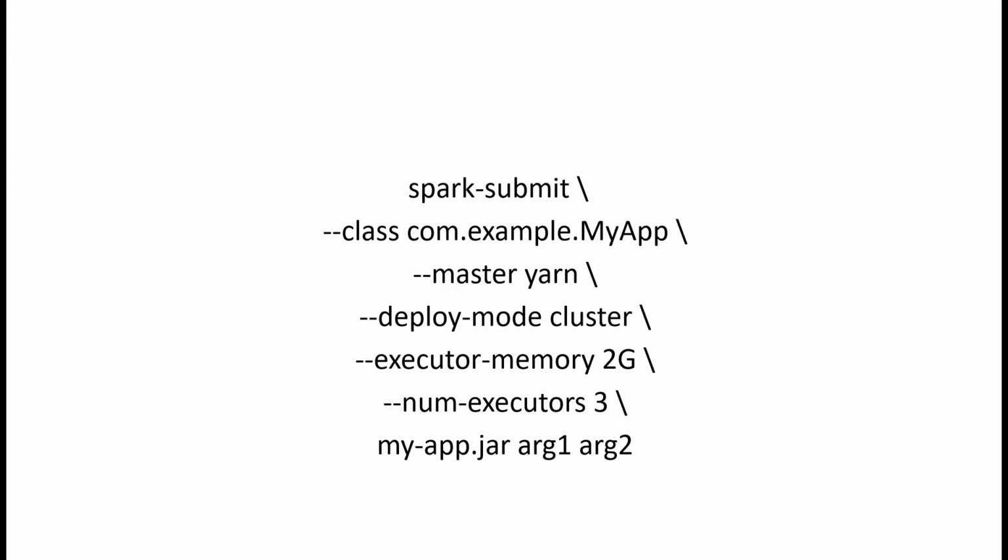Next one. This is a sample Spark submit command which includes some basic parameters. Here we write spark-submit, and then double hyphen options. Here we mention the class name, which class we want to execute, the cluster manager, and then the deployment mode. Here we included memory and the number of executors required to run this program.